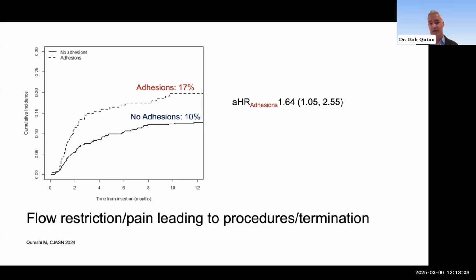And again, we saw a higher risk in people that had adhesions present at the time of their PD catheter insertion. So 17% risk of flow restriction or pain that led to procedures or termination of therapy, compared to about 10% in those that didn't have adhesions present. So there was a higher risk if you had adhesions present. This is a marker of somebody who's at higher risk for complications. But again, the absolute risks were relatively low, and we're still talking about the minority of patients.